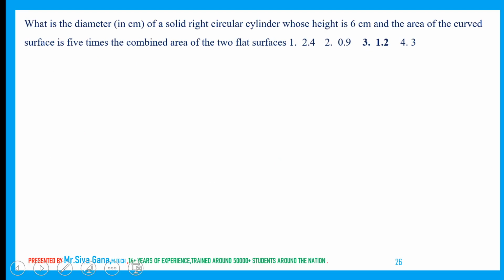That's enough. What is the diameter of the solid right circular cylinder? Mensuration, right? Solid right circular cylinder, diameter we need. It's a right circular cylinder, whose height is 6. Area of the curved surface is 5 times the combined area of the two flat surfaces. Simply, as given, the curved surface area is equal to 5 times the two flat surfaces.